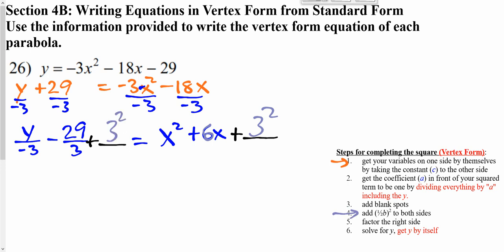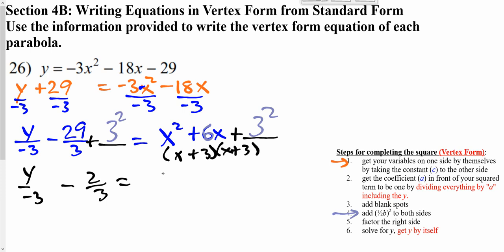So now, once I've done that, I have a y over a negative 3. Now, I would take the negative 29 over 3 plus 9, type it into my calculator, and when I do that, I end up getting a minus 2/3, or a negative 2/3. The right side is going to factor into an x plus 3 and a second x plus 3. So you could write the right-hand side as an x plus 3 all squared.